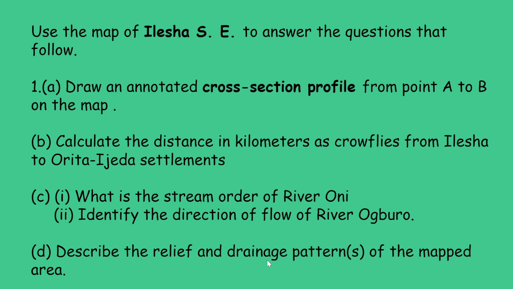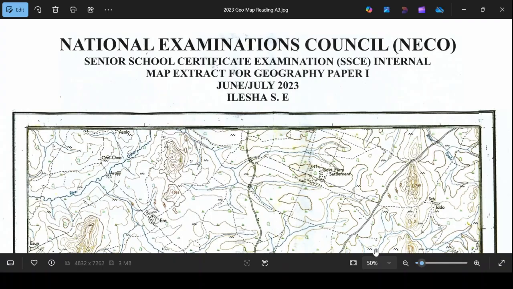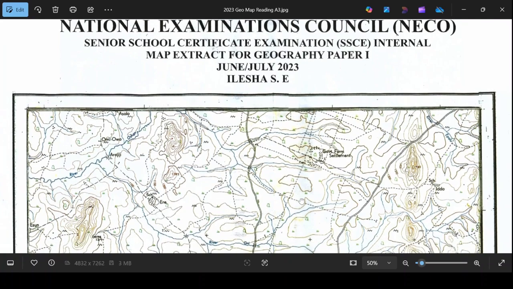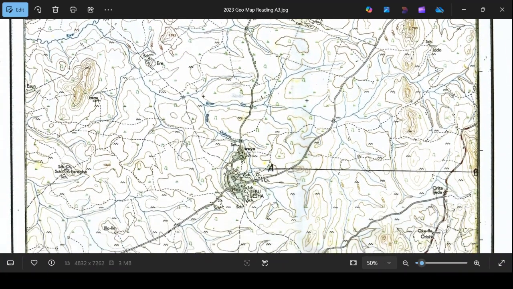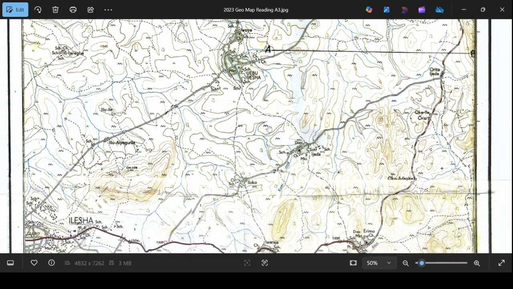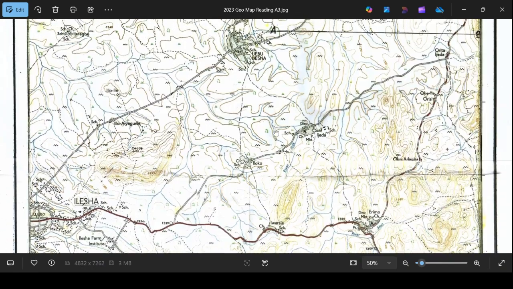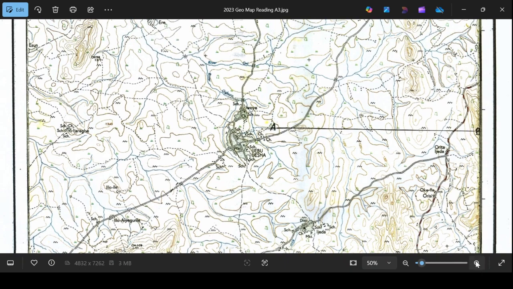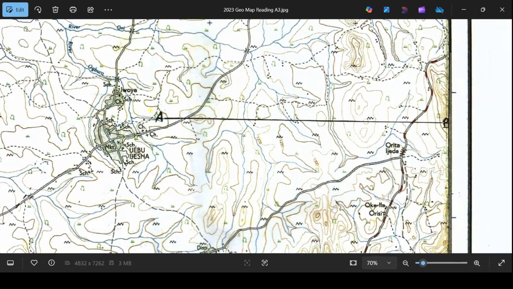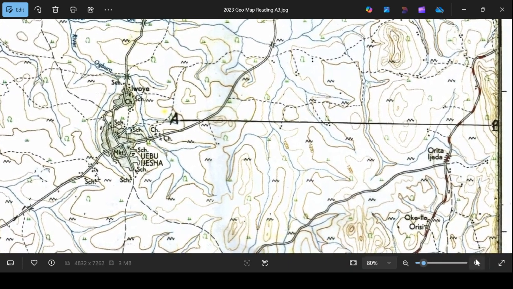Use the map of Elisha SE to answer the questions that follow. Question 1A, draw an annotated cross-section profile from point A to B on the map. Now let's look at the whole map. So now this is the whole map. But the question only asks us to draw an annotated cross profile on line AB. So we're going to focus on that, this section AB.